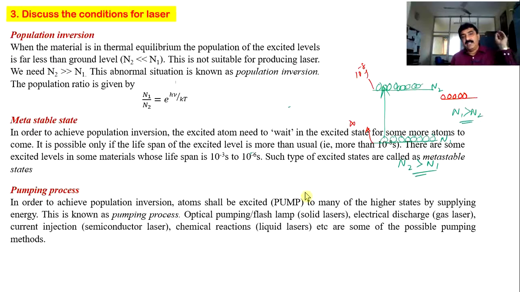Okay, by sending an intense flash, we can kick the atoms to a higher level. By applying high voltage, we can kick atoms to a higher level, or by some chemical processes, we can make the atoms be in the excited state. This process is called the pumping process. So the three important conditions are population inversion, metastable state, and pumping process.